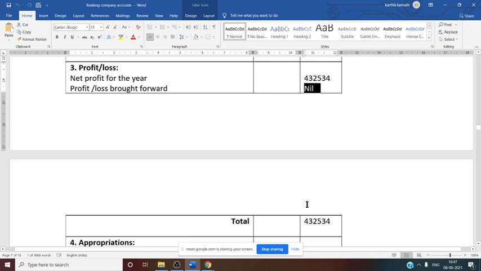So this is how you are going to solve this 24 mark problem. I hope everyone understood whatever we have discussed in this class.